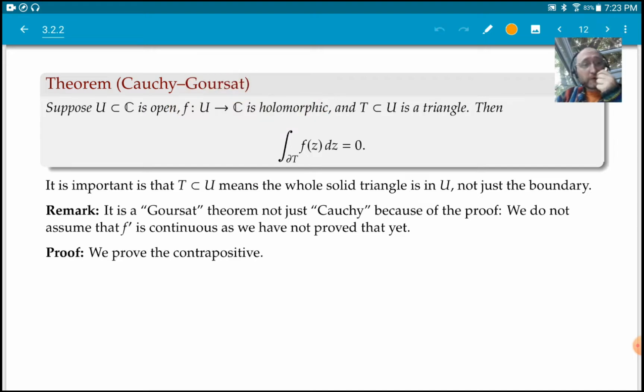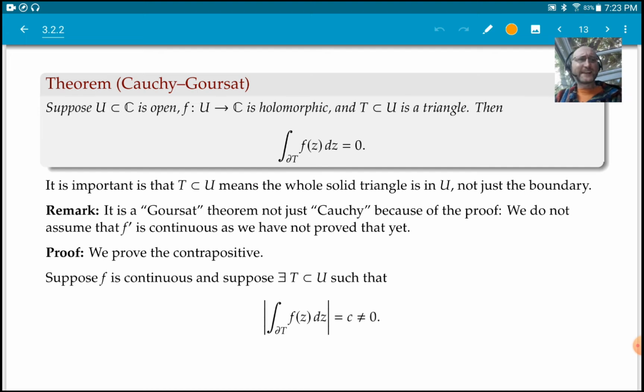All right. So how do we prove this? We prove the contrapositive. Now, for the contrapositive, we're assuming that f is continuous. So we're just going to do this for continuous functions. And basically, we're going to start with a continuous f, and we're going to suppose that there is some triangle T, like this, where the integral is not zero, right?